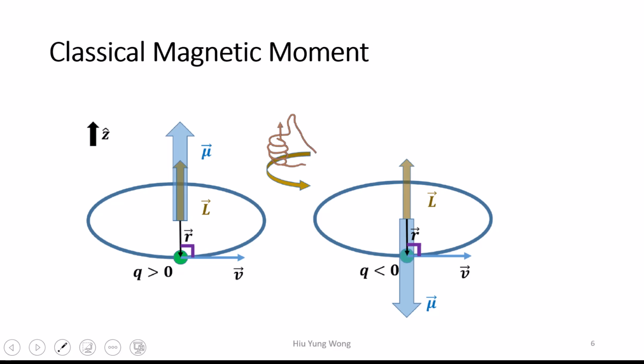The magnetic moment. Okay, so classically, if you have a charge, for example this positive charge, Q larger than 0, rotating in a circle, right? And it has a mass, okay? Let's not talk about the charge first. You have a mass. Then you will gain angular momentum. That is the first thing, right?